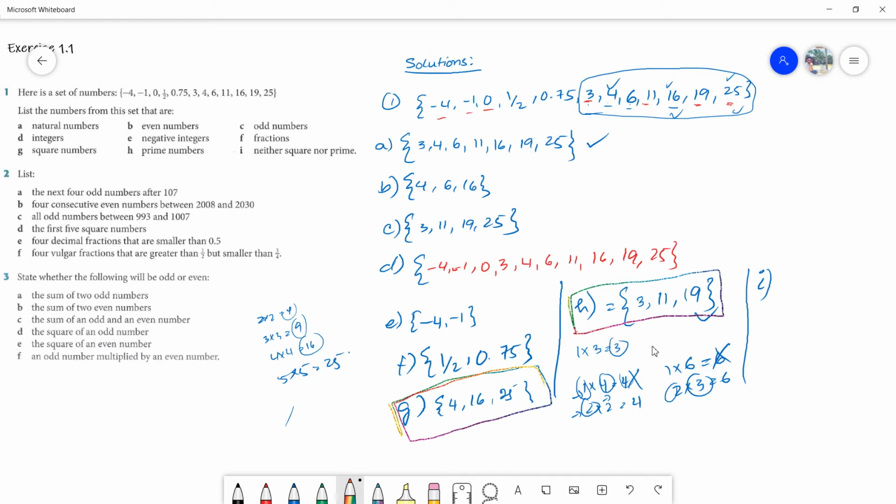Question G says square numbers, and question H says prime numbers. The next question says neither square nor prime. That means whatever numbers are included here must be excluded. So 4, 16 and 25, we cut out. It says neither, so these are the numbers we should not select, so we are crossing them out first for our ease.